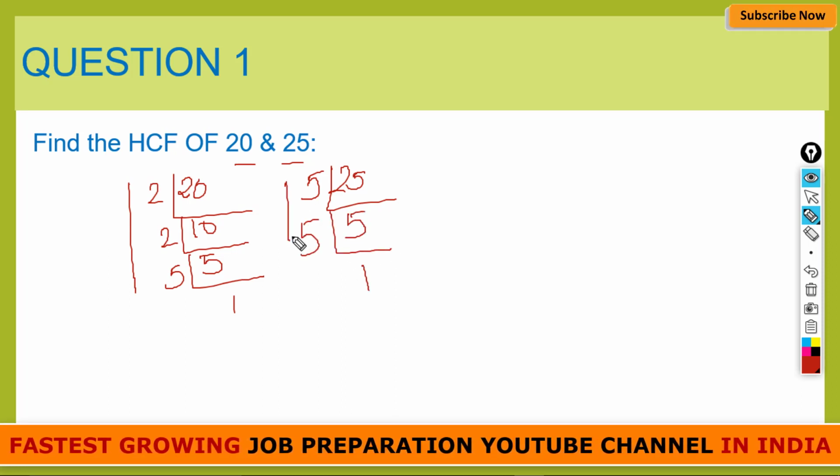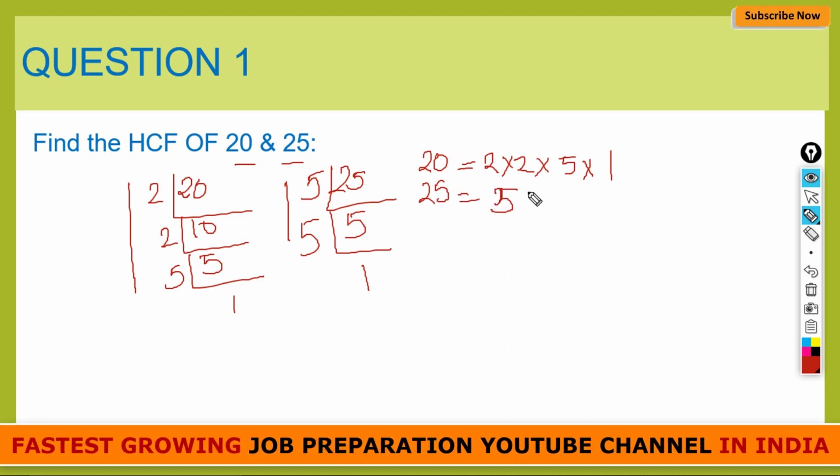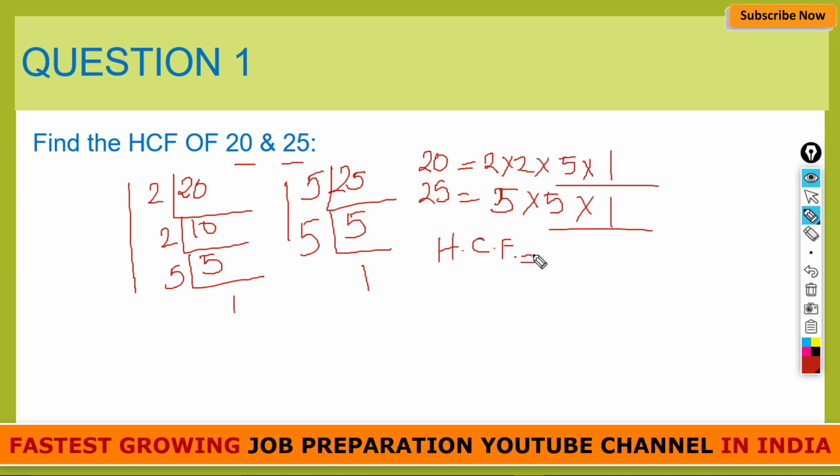So these are the prime factors of 25. The prime factors of 20, let me write it again, 2 into 2 into 5 into 1. And for 25, it is 5 into 5 into 1. So the common factors are 5 into 1. So the HCF, which is the highest common factor, will be the multiple of these numbers, which is 5 into 1, 5. So this is the highest common factor of our question.